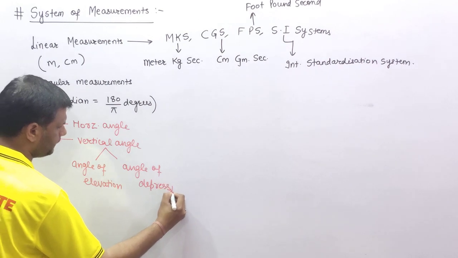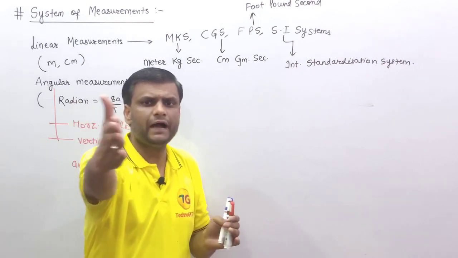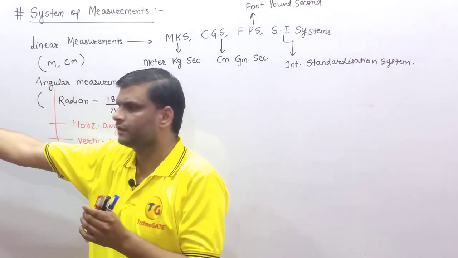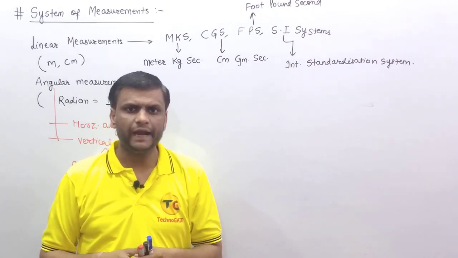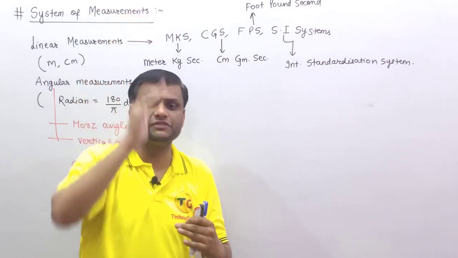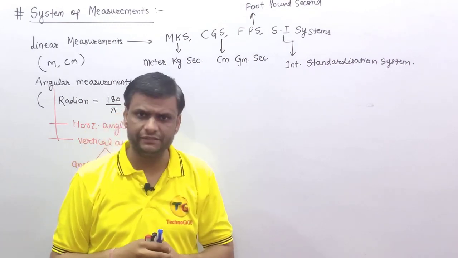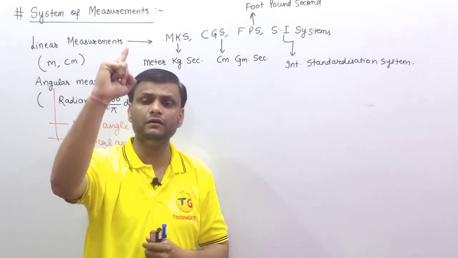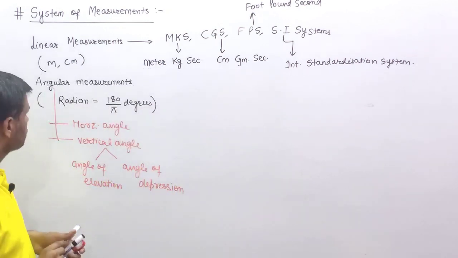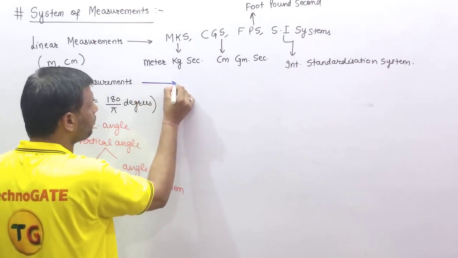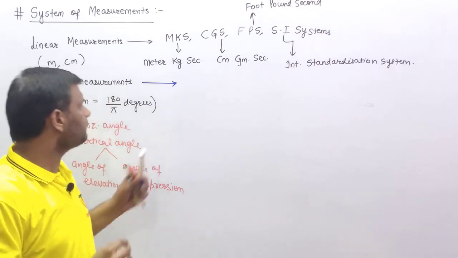Means, my dear students, kindly have a look. If I am moving in the same plane, that particular angle movement is called the horizontal angle. And if my plane changes, then we have the angle of elevation and angle of depression with respect to the eyesight, with respect to the line of sight. Above the line of sight is the angle of elevation, below is the angle of depression. So if I am talking about the angular measurement system, my dear students, three types of systems are used.